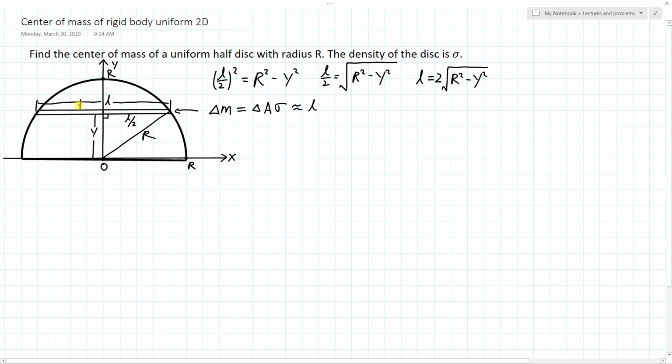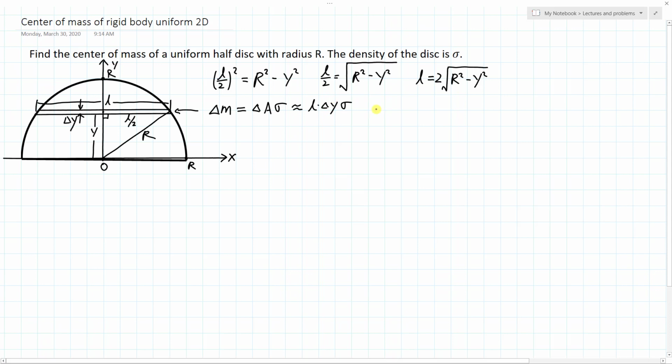So the thickness, the small amount in that axis, will be called delta y. So we use that over here. So width times height, that's the approximate area, and times the density. So the approximation will become exact if you take delta y limit to 0, right?